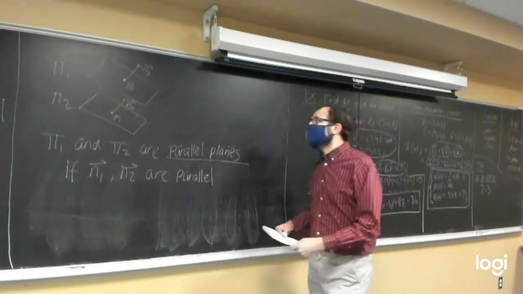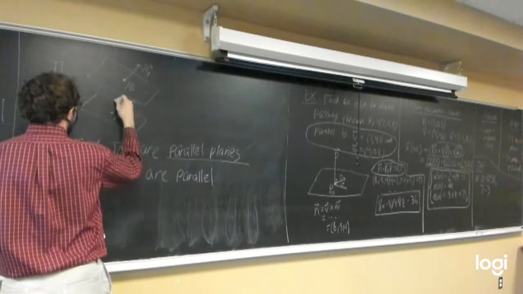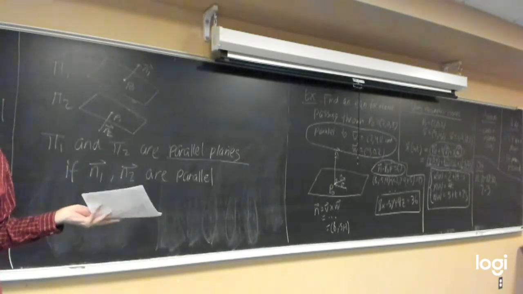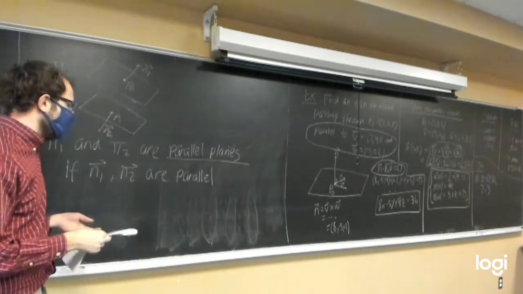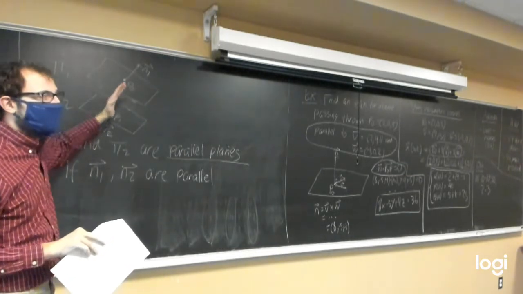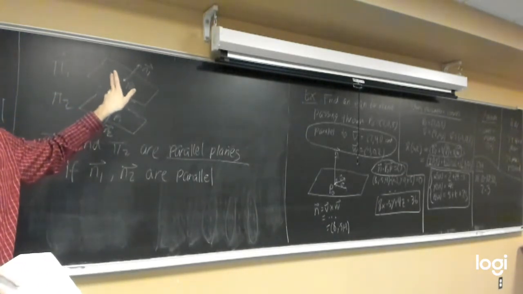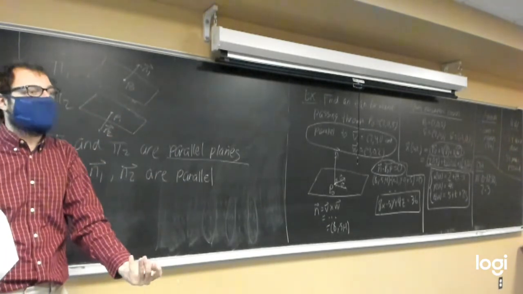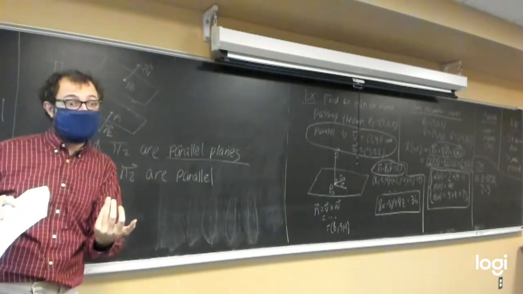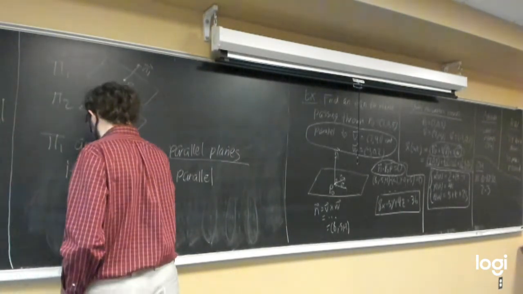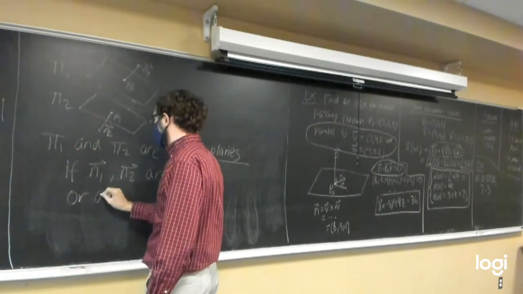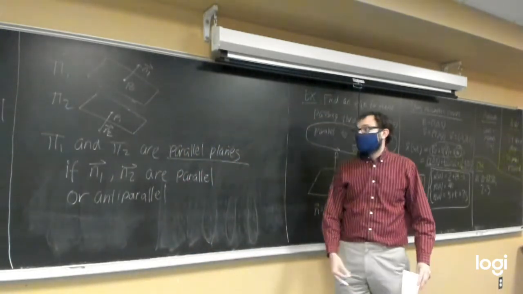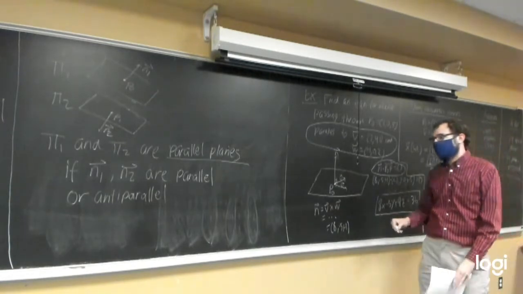If the normal vectors are anti-parallel, meaning you had a scenario like this, then the two planes would also still be considered to be parallel. Once you have a normal vector, you can always just take the negative of that normal vector, or any non-zero scalar multiple, and it'll still be normal to your plane. That's something we talked about last time. So if your normal vectors are parallel or anti-parallel, then the two planes are going to be considered parallel.